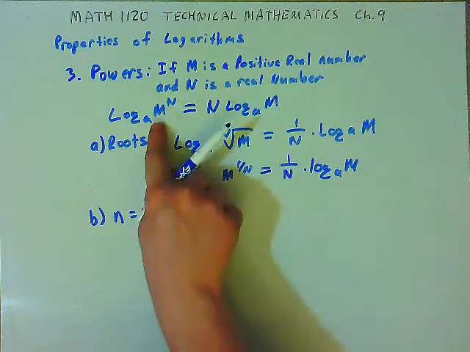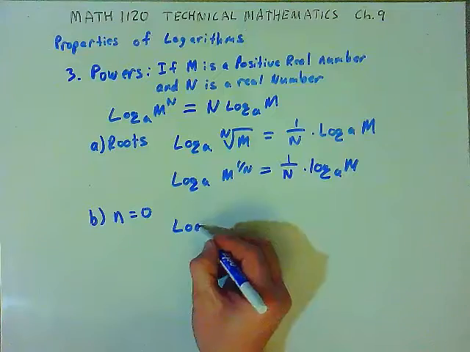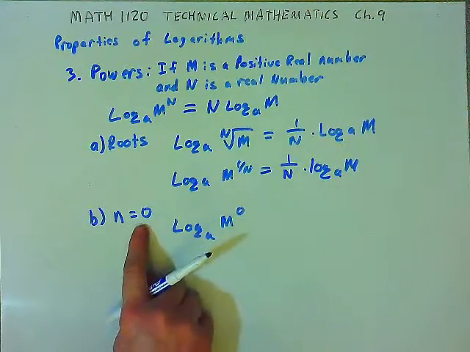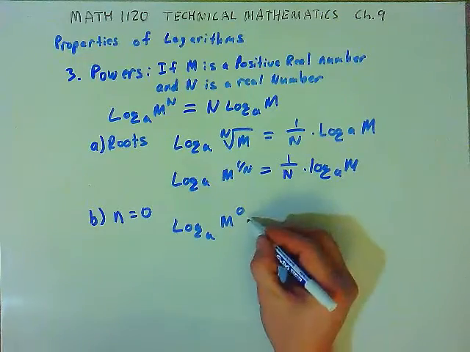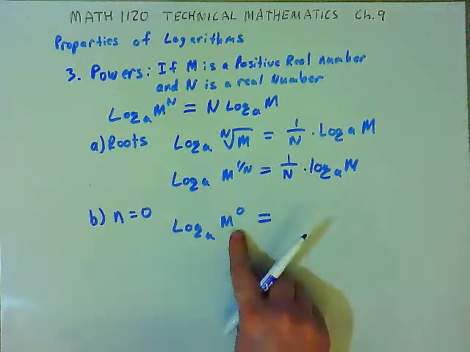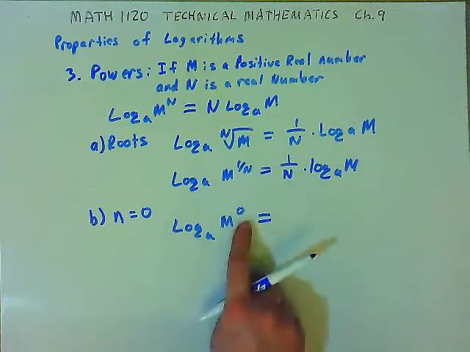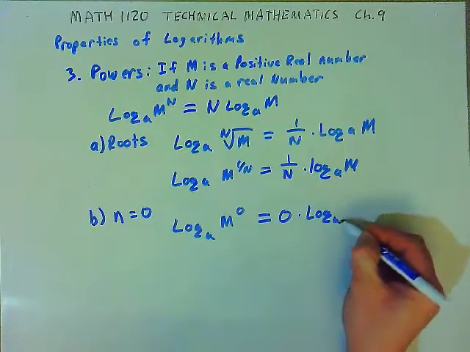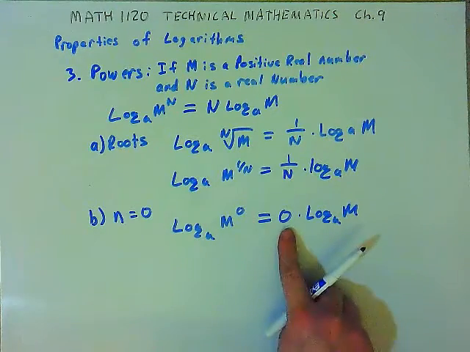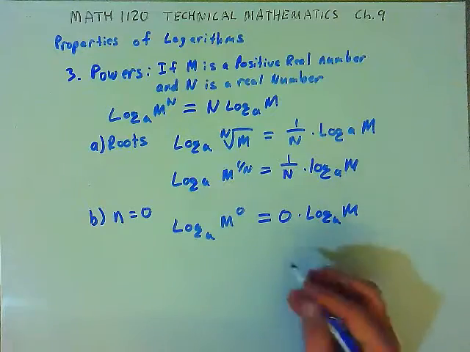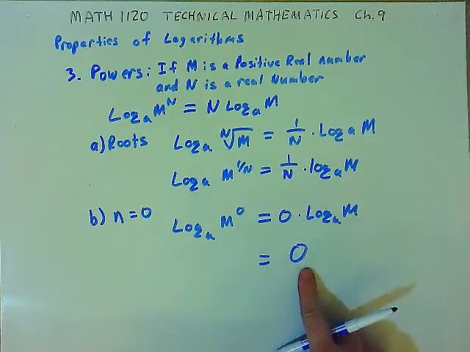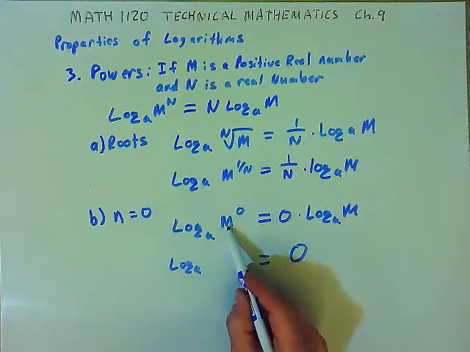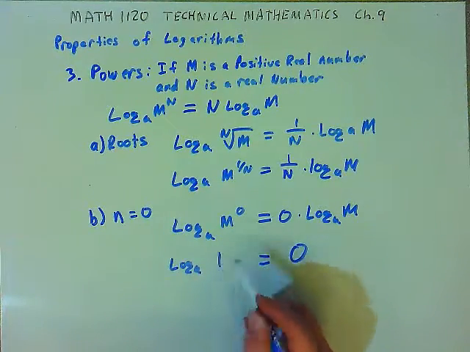And so what we're saying here is that if we're looking at the log base a of m to the 0 power, where n is 0, this will be the same rule. We can bring this out: 0 times the log base a of m. Now, 0 times any number is 0. We're going to get 0 over here. Over here, though, any number to the 0th power is 1.